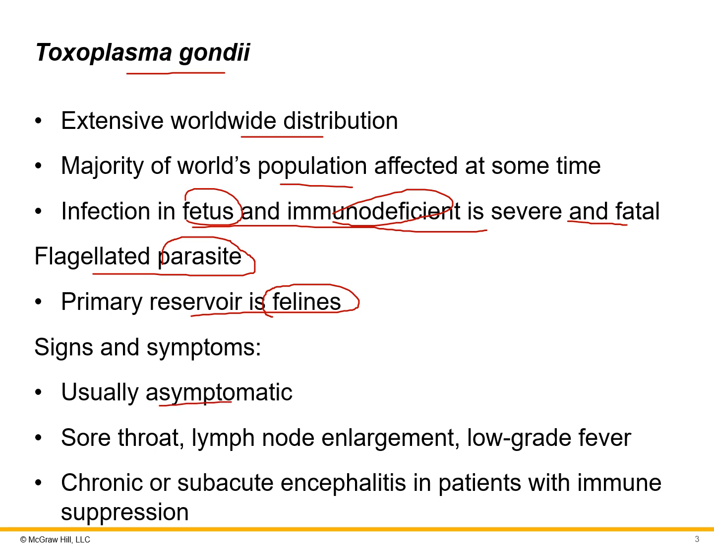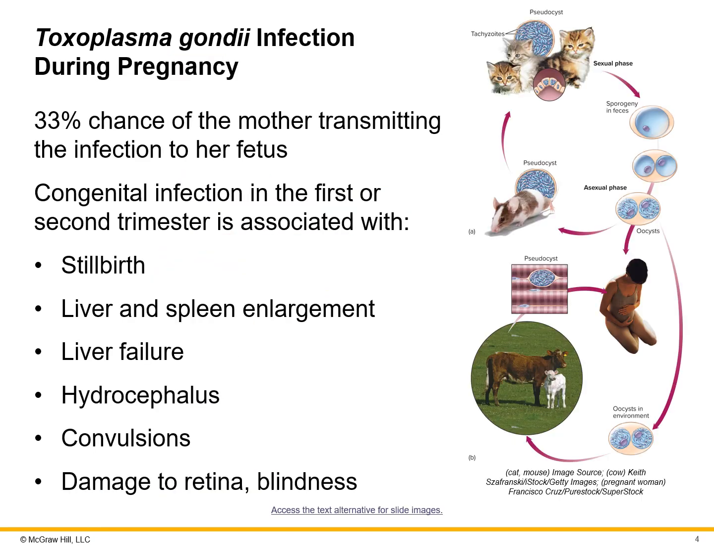Again, typically asymptomatic or just some minor symptoms here, and it can be chronic or subacute. So we're focusing here on the subacute, but it can be chronic in patients, especially those that are immunosuppressed. Again, we worry most about this one during pregnancy, so about a third, or 33%, chance of transmitting it from the mom to the fetus.